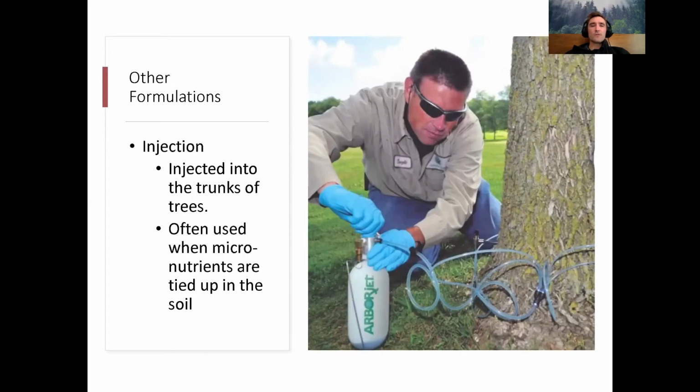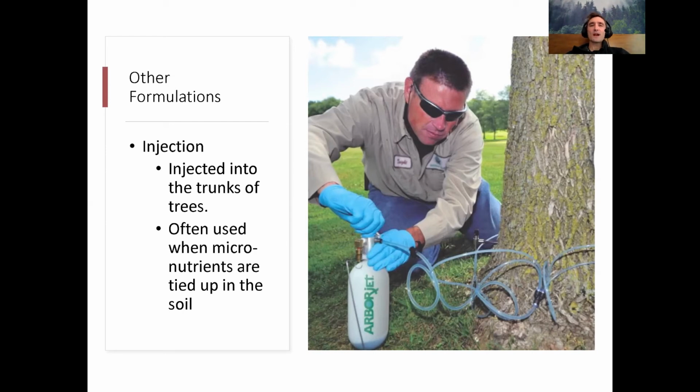There are other liquid formulations, and one of them is injection. So, in particular for trees, you can actually inject the liquid fertilizer directly into the trunk. And what this does is it goes straight into the xylem or the sapwood and is pulled up by the tree. This could be beneficial if you have a pH imbalance and the minerals are locked in your soil and are not soluble at a certain pH. You could potentially come along and just literally inject the nutrients directly into the tree.